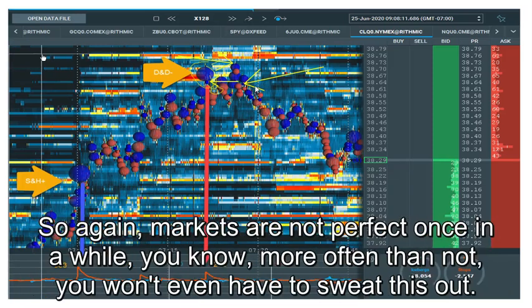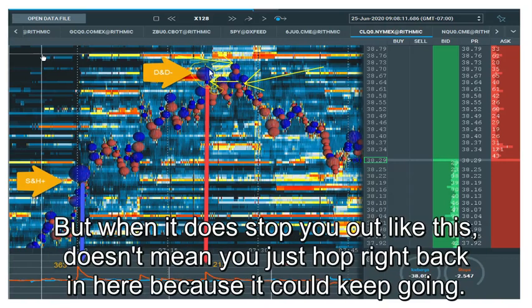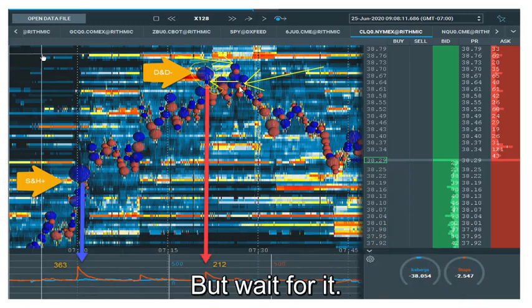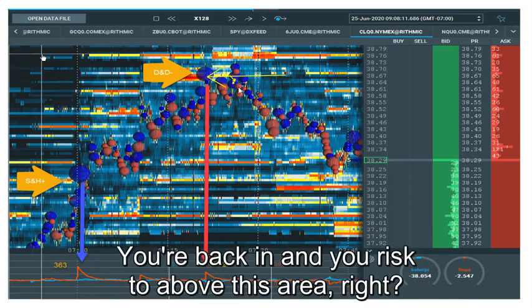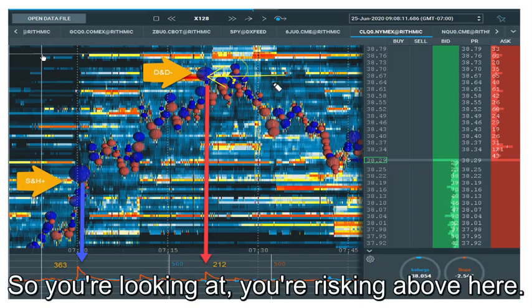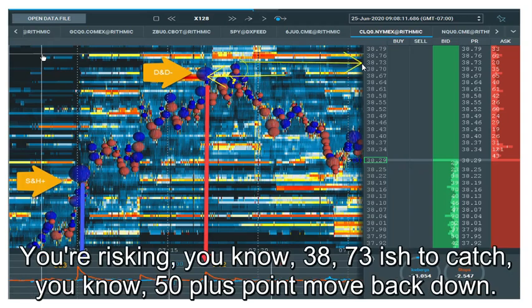So again, markets are not perfect. More often than not, you won't even have to sweat this out. But when it does stop you out like this, it doesn't mean you just hop right back in here, because it could keep going. But wait for it. If it gets back below this area right here, then you're back in, and you risk to above this area, right? So you're risking 38.73-ish to catch a 50 plus point move back down.